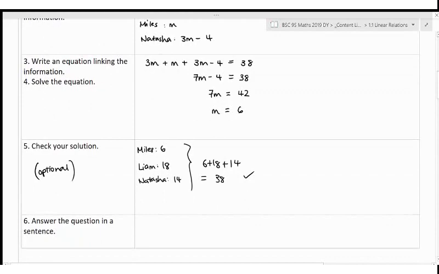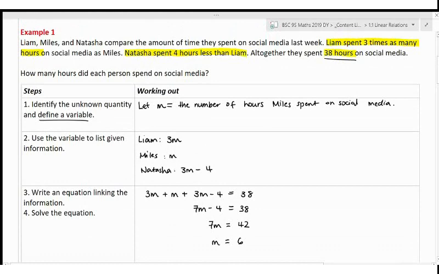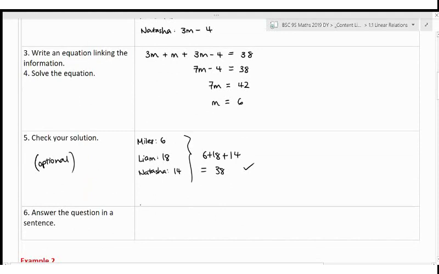This last bit's really important. Answer the question in a sentence. I've forgotten what the question has asked us, so I'm scrolling up. How many hours did each person spend on social media? So just listing them off. Liam spent 18 hours. Miles spent 6 hours. And Natasha spent 14 hours on social media.